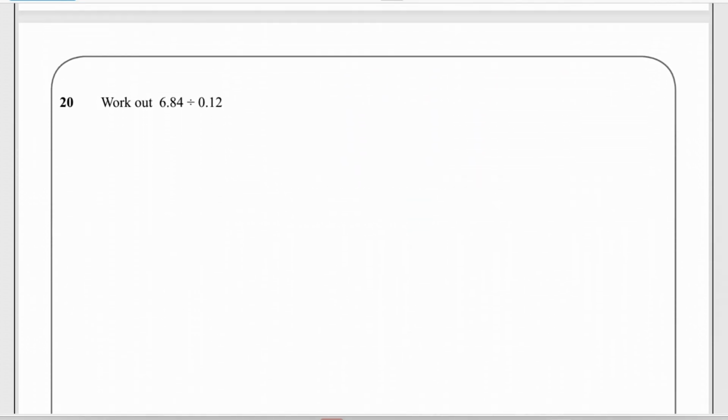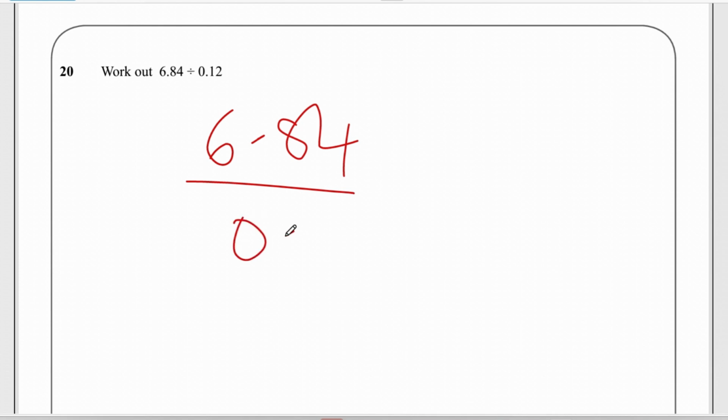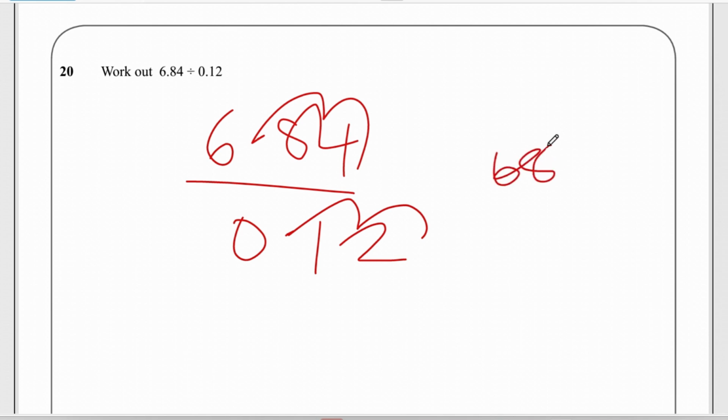Okay, we go to 20. And in this question, we have 6.84 divided by 0.12. So 6.84 divided by 0.12. So what do we do? Move 2 places to the right. Okay, so you go 1, 2 and go 1, 2. That gives you 684 divided by 12. And this can divide. Okay, so when we move 1, 2, we'll multiply by 100. Multiply by 100 down, multiply by 100 up, so that you get rid of the decimal point. And after getting rid of the decimal point, of course, you can do the calculation.